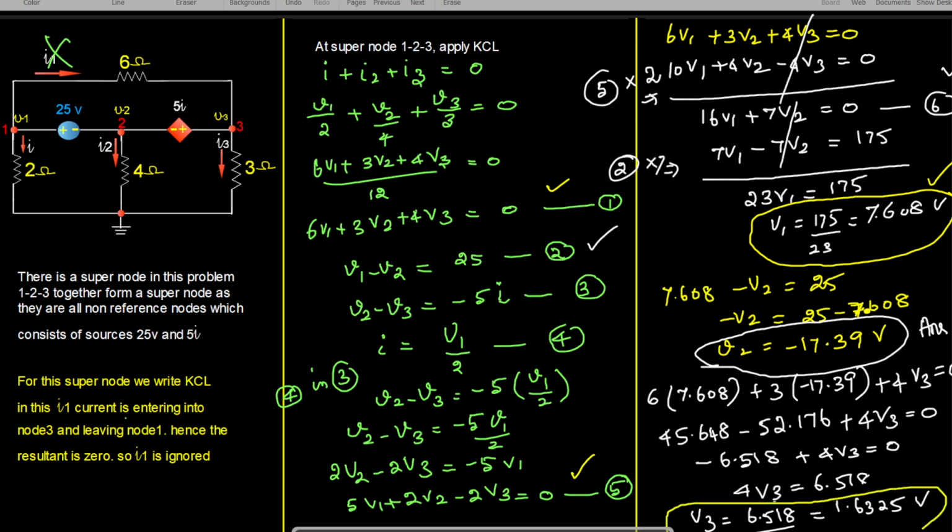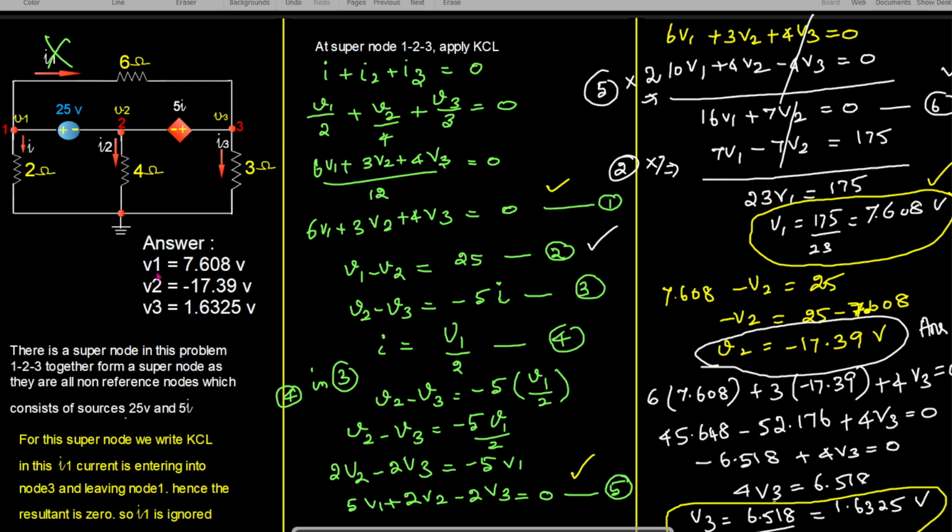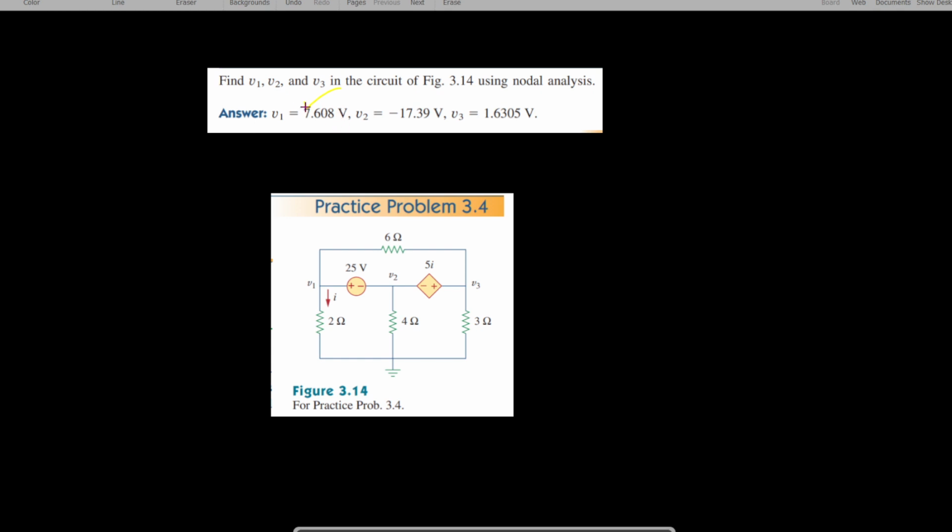So we got all three answers: V1 as 7.608 volts, V2 as minus 17.39 volts, and V3 as 1.6325 volts. Now we check back with the answers given in the problem itself. V1 we got the correct answer, V2 also we got the correct answer, and for V3 we have a small difference. It is 1.6325 we got. Anyhow, it's okay. Thank you.